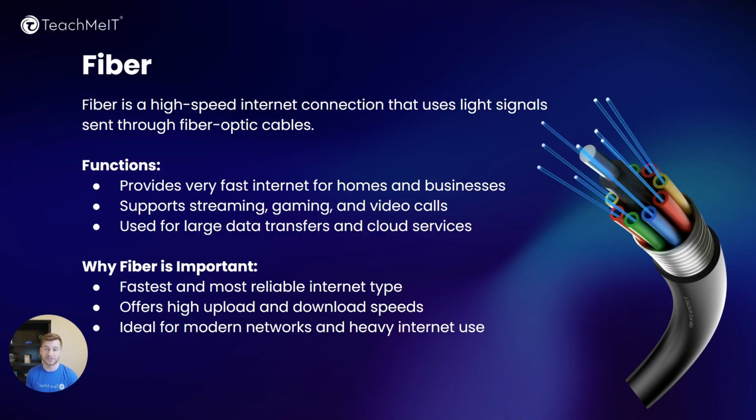If you have fiber optic in your area, odds are you have an extremely fast download speed. Many times, those who are connected to a fiber optic internet connection can receive well over 1 gigabyte per second download speeds, which is extremely fast online. Overall, fiber is very fast and it's very reliable in terms of its internet type. It also offers very high upload as well as download speeds, and it's ideal for modern networks and if you're using the internet a lot.